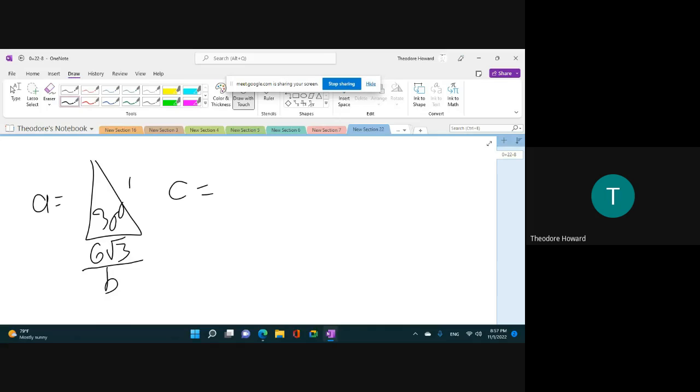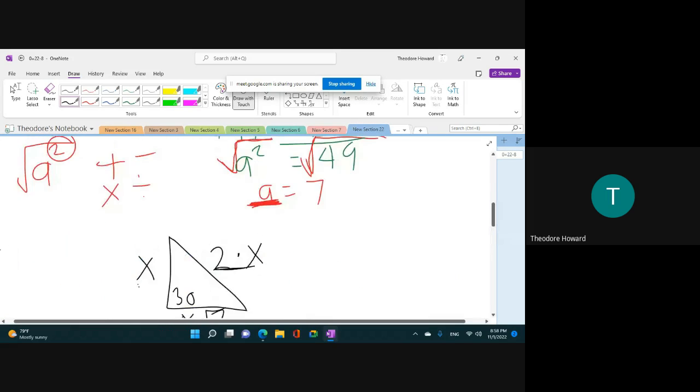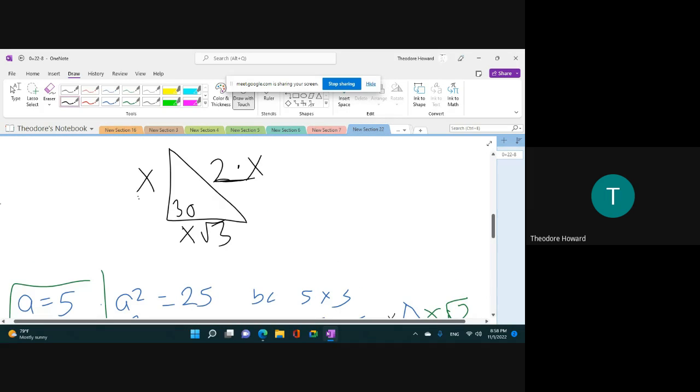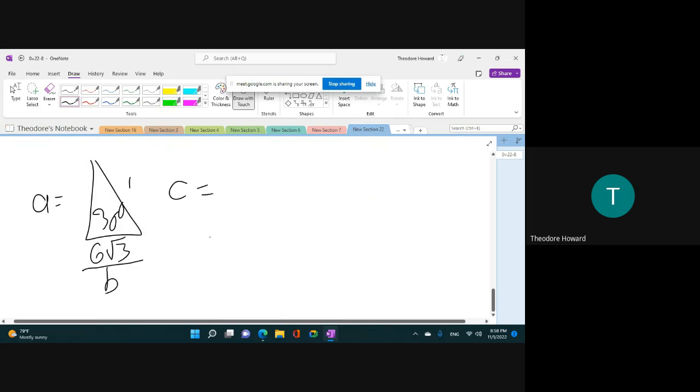For the 30, 60, 90 triangle, the hypotenuse. So to help you remember this guy right here? My connection keeps going out, but I figured it out. All right, you ready? Yeah. All right, let's do it.